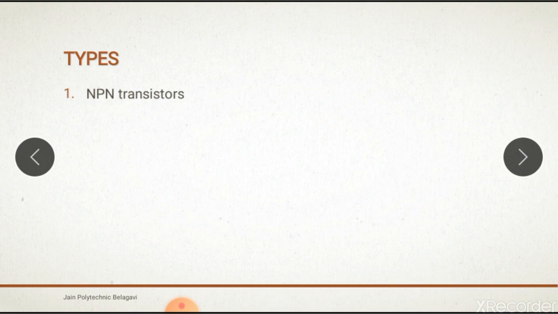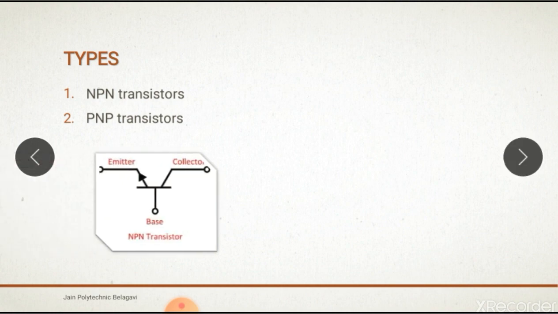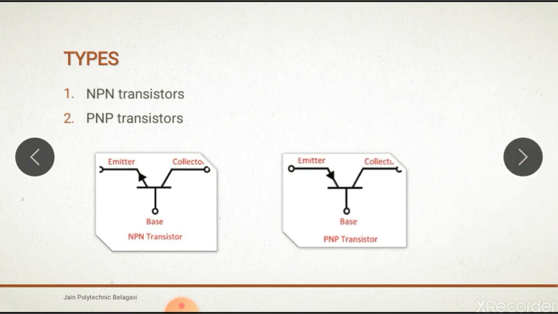Types: NPN transistor and PNP transistor. We will know what is meant by NPN transistor. It is nothing but a three-terminal device, which consists of emitter, collector and base. Here the current leaves from the base. This is the NPN transistor. This is the PNP transistor, which consists of three terminals, emitter, base and collector. Here the current enters the base.